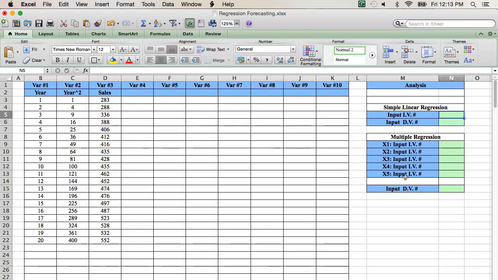Now let's look at our final example, and here we're going to use linear regression as a forecasting model. And you can see that we've added in variable 1 the years 1 through 20, and in variable 3 those are our small business sales data. So we'll begin by running a simple linear regression with time as the independent variable and sales as our dependent variable. And let's look at the results.